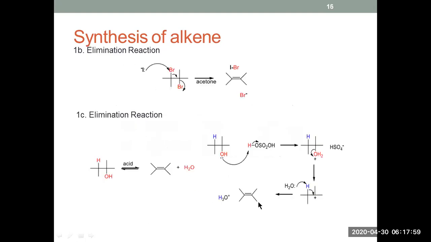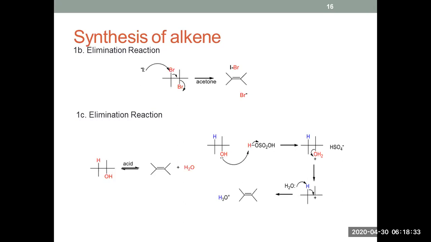You can also carry out elimination reaction of vicinal dibromide. This is vicinal dibromide. In the presence of iodide, with acetone acting as a solvent, you just go for the elimination. This is not dehydrobromination, this is debromination, or generally dehalogenation. This halide will attack over here, this bond is shifted to form a double bond, and this bromide is also leaving.